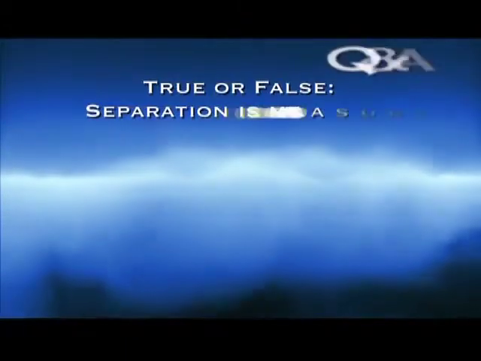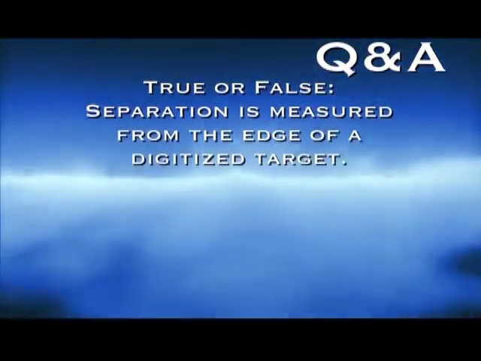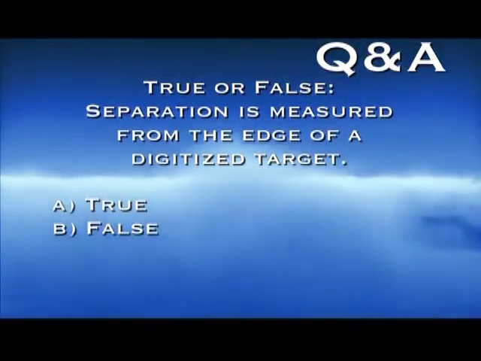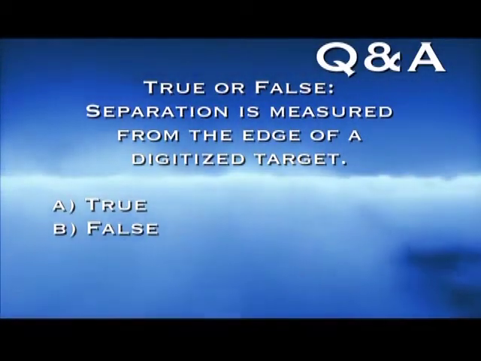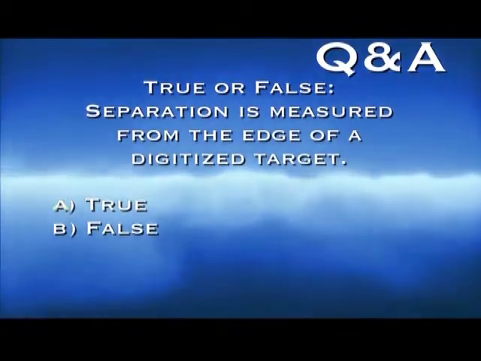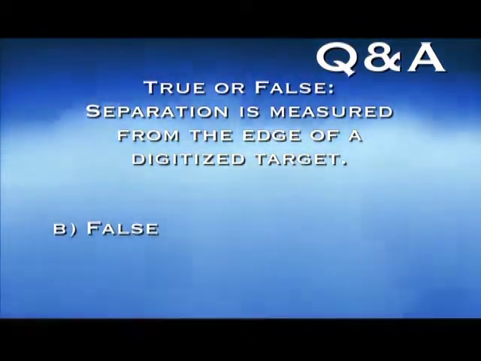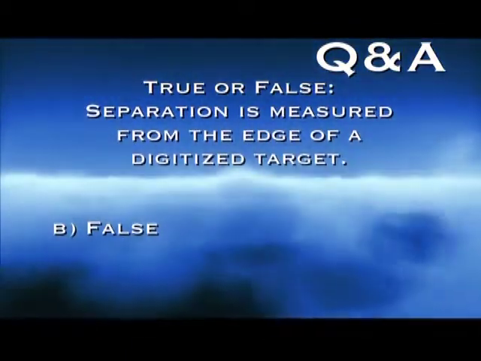True or false? Separation is measured from the edge of a digitized target. The answer is B, false. Separation is measured from the center of a digitized target.